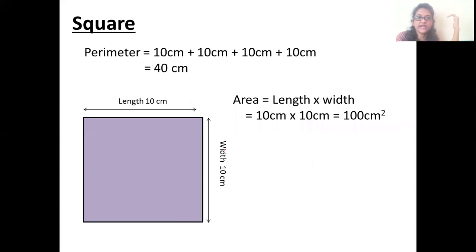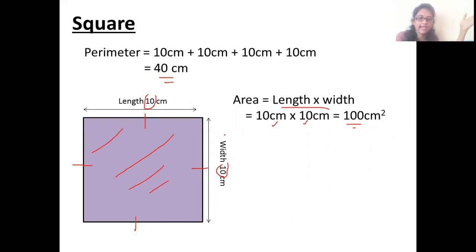First I have taken a square. To find the perimeter for a square, we have to add all four sides. All of them are 10 because all four sides are equal for a square. When we add all four sides, we get 40 centimeters. To find the area for a square, the inside space, it is given by length multiplied by width. The length is 10 and the width is 10, so 10 times 10 is 100 centimeters square.